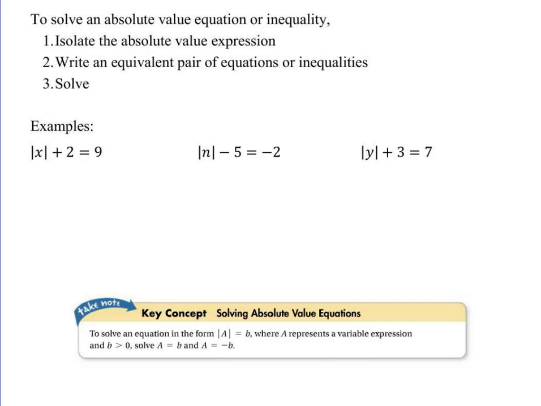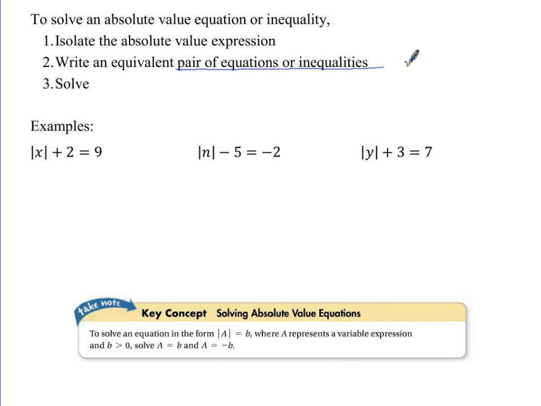Alright, so here's the steps on how to solve an absolute value equation or inequality. So we're going to work with equations first. First, isolate the absolute value expression. So get the absolute value by itself. Then we're going to write case 1 and case 2. You'll see what I mean by that. Write an equivalent pair of equations or inequalities. You'll see what I mean there. And then solve each of those.